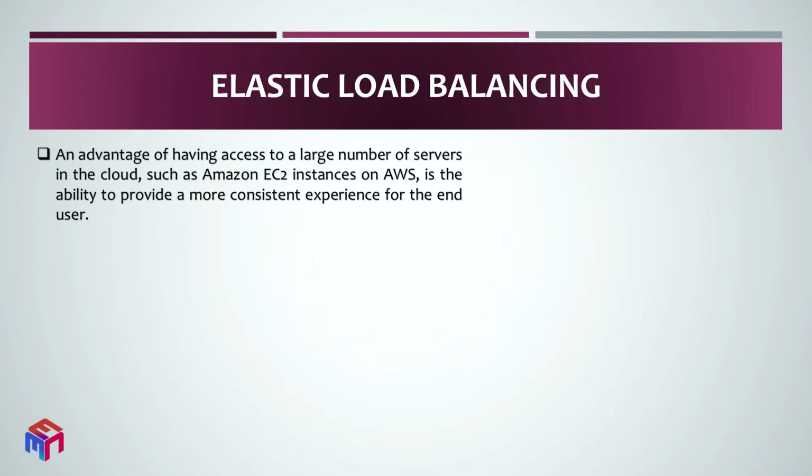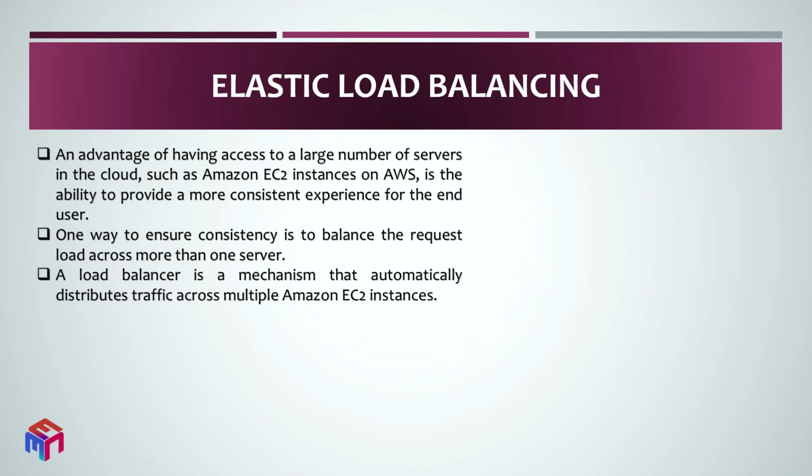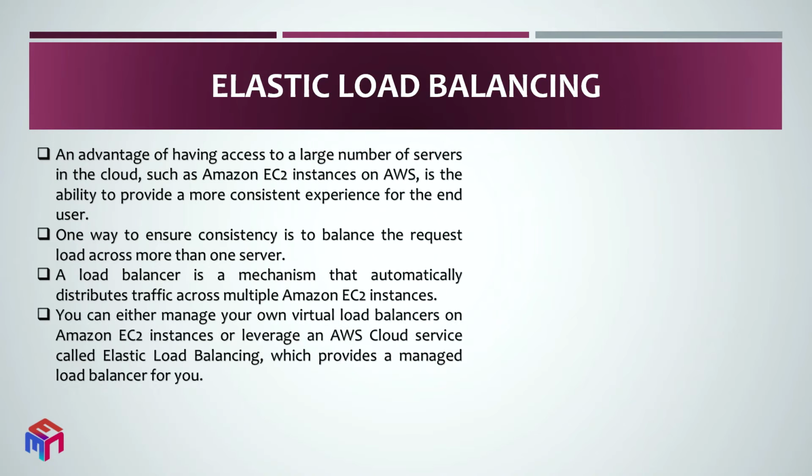Elastic Load Balancing is a highly available service that distributes traffic across Amazon Elastic Compute Cloud, Amazon EC2, instances and includes options that provide flexibility and control of incoming requests to Amazon EC2 instances. An advantage of having access to a large number of servers in the cloud, such as Amazon EC2 instances on AWS, is the ability to provide a more consistent experience for the end user. One way to ensure consistency is to balance the request load across more than one server. A load balancer is a mechanism that automatically distributes traffic across multiple Amazon EC2 instances.